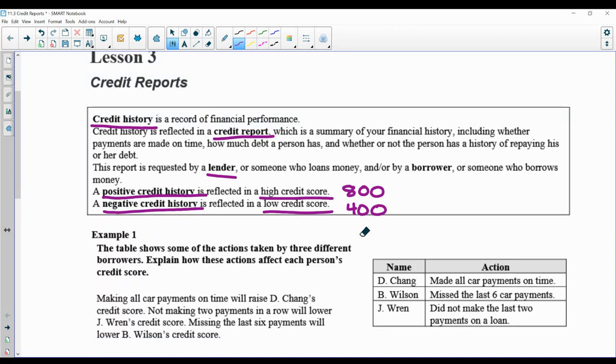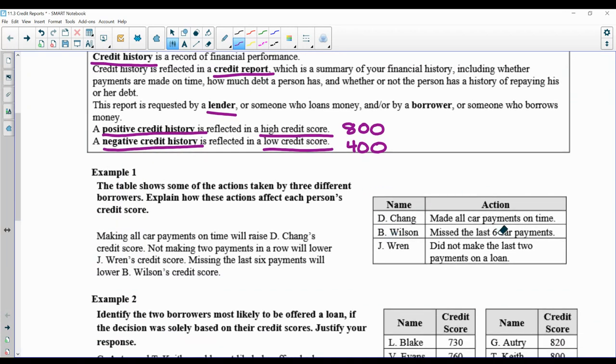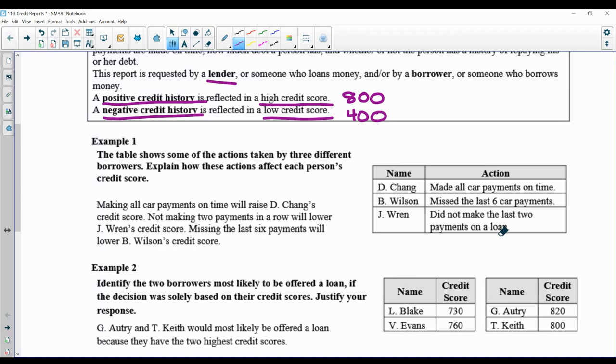So let me go over example number one. Example number one has this table, and the table shows some of the actions taken by 3 different people. So let me go over the first one. D. Chang made all the car payments on time. That's positive. That's a positive credit history. B. Wilson missed the last 6 car payments. That's not good. That would give them a negative credit history. J. Ren did not make the last 2 payments on a loan. That's also not good. So that's going to give them a negative credit history.